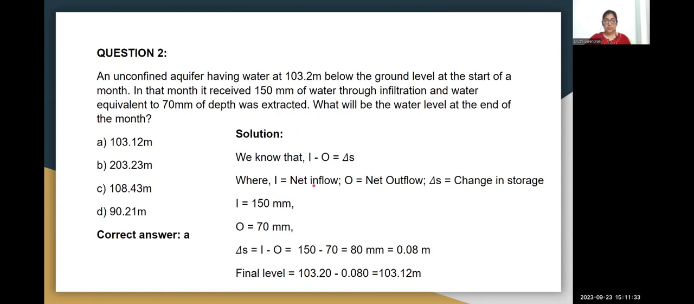So the net inflow here is given as 150 mm of water getting into the soil through infiltration, and a net outflow is given as 70 mm. So if you simply subtract 150 minus 70, you're getting 80 mm of water being stored in that aquifer or soil medium. So initially 103.2 meters of water was there. So if you add this 80 mm of water after converting it to meters, because we have the water level in meters.